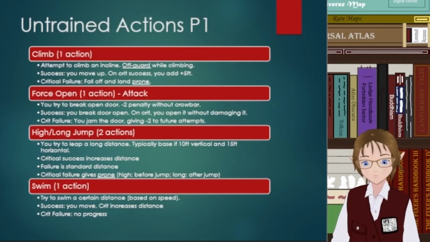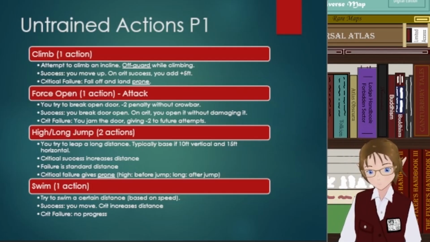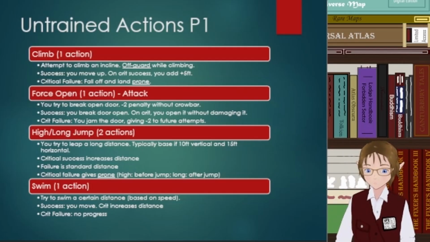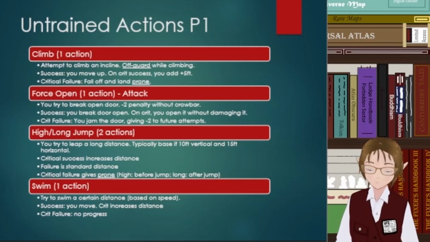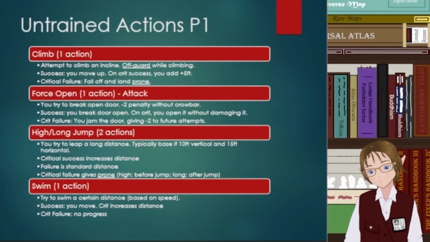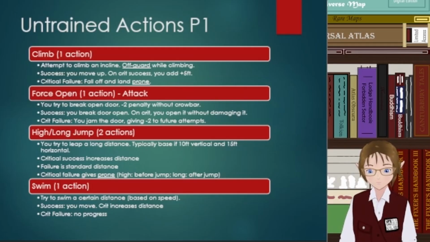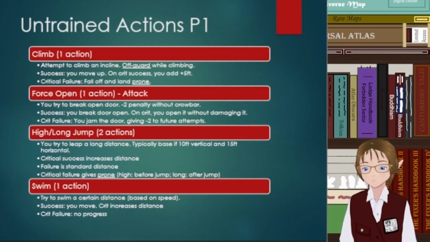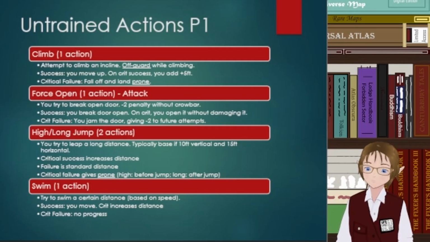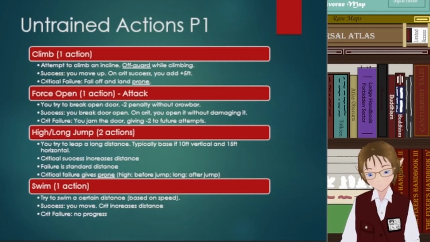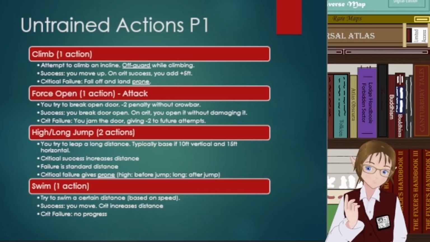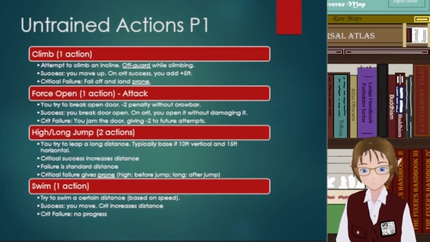This first slide on untrained athletics actions is focused on ones which are primarily used out of combat, but the amount of time it takes in combat is also listed. The first action is Climb. This is always used when you're attempting to climb up an incline. Without a certain feat, you're off-guard while climbing. In combat, it takes one action to move the specified distance.